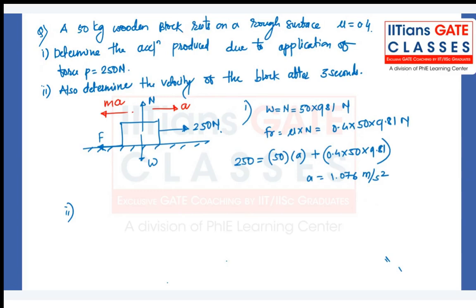Okay, so V is equal to U plus AT, with which acceleration it is moving, that also we know, we just calculated. So 0 plus 1.076 into 3, you will get 3.228 meter per second. Okay, I hope it's clear.